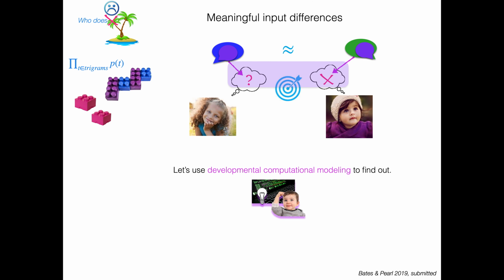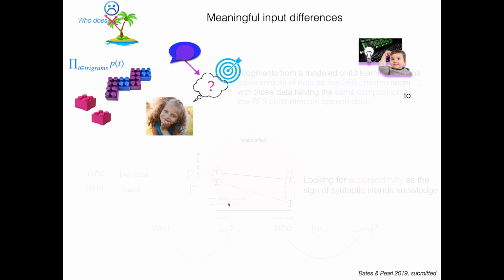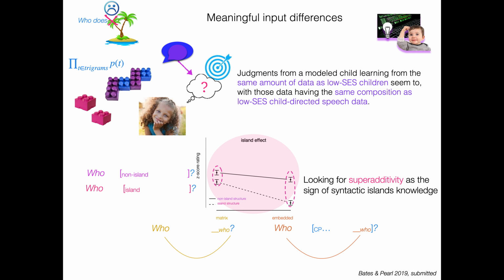Right? Let's use developmental computational modeling to find out. So what we're going to do is get judgments from a modeled child learning from the same amount of data as low SES children seem to learn from, with those data having the same composition as low SES child-directed speech data on the basis of our sample.